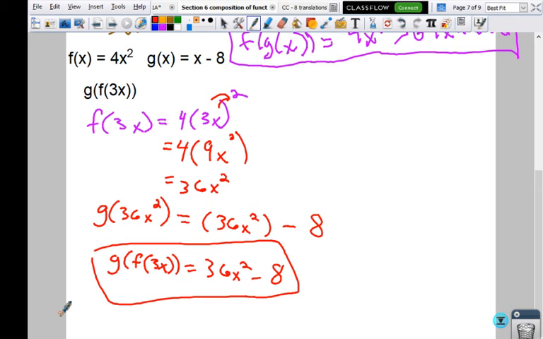I like that one better. Yeah, that one's a little easier. Alright, so polynomials aren't any different. They're just a little longer. But they work the same way.